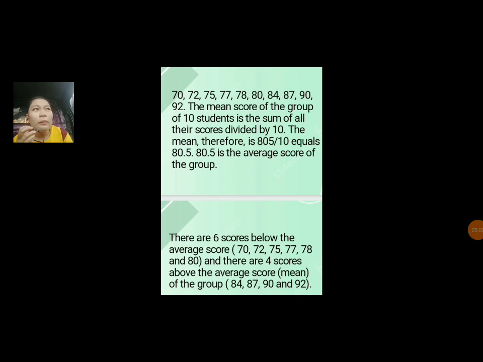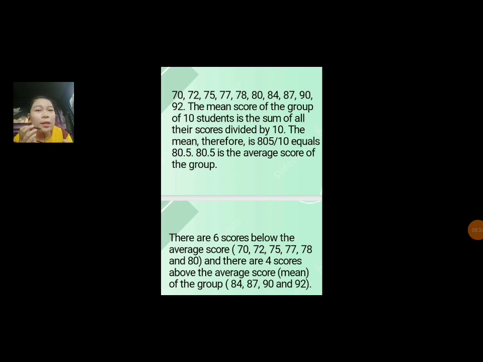To get the mean, the first step is to add. So add 70 plus 72 plus 75 plus 77 plus 78 plus 80 plus 84 plus 87 plus 90 plus 92.